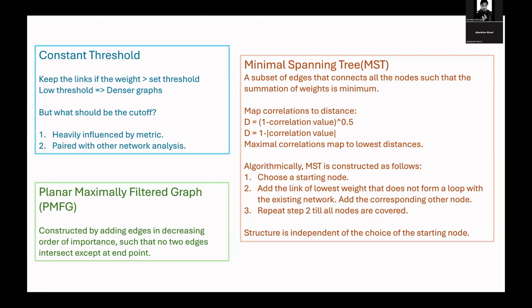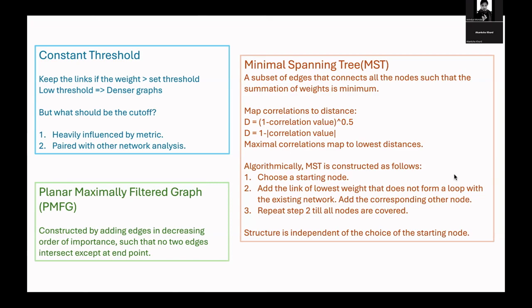Now the other end of an all-to-all graph, which I mentioned earlier, is a graph which has just enough links to connect all the nodes but no more, which is what happens in a minimal spanning tree, or MST. The MST is a subset of edges which connects all the nodes such that the summation of weights is minimum. It is a very minimalistic representation, also called the backbone of the graph.